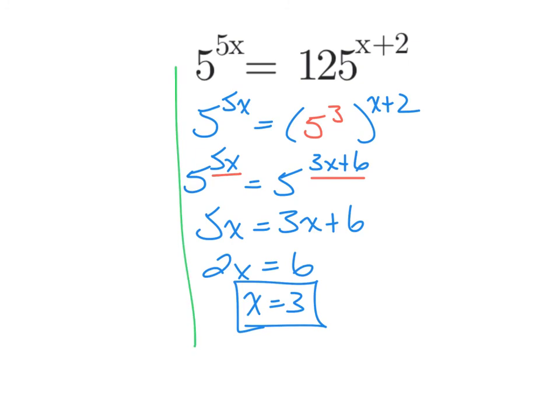To check that, we can take x equals 3, plug that into each side. If we plug it into the left side, when x is 3, the power will be 15. Plugging that in will give us a huge number on our calculator. But if we look at 125 to the x plus 2, when x is 3, that's 125 to the 5th. 125, like we said, is 5 to the 3rd to the 5th, which again is going to be 5 to the 15th. So these two sides are equal to each other, and there is our solution.